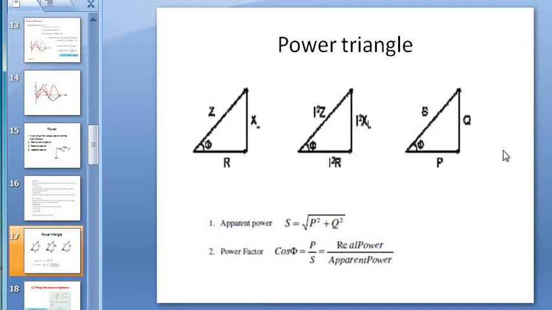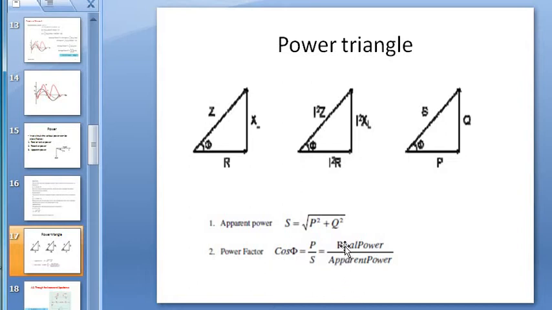Power factor. From this triangle also, power factor is equal to what? Power factor is adjacent side divided by hypotenuse, so P divided by S. What is P? P is real power divided by apparent power. Sometimes the real power and apparent power are given, and it is asked to find out the power factor. So, from this relation you can find out the power factor.